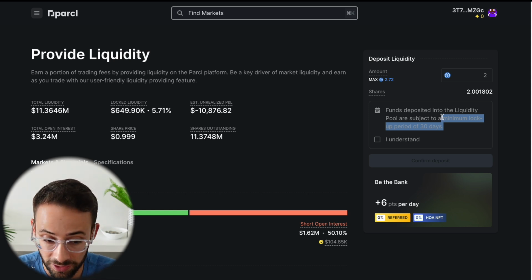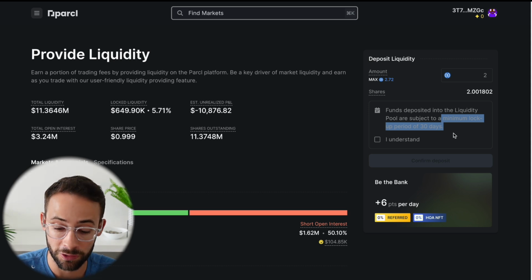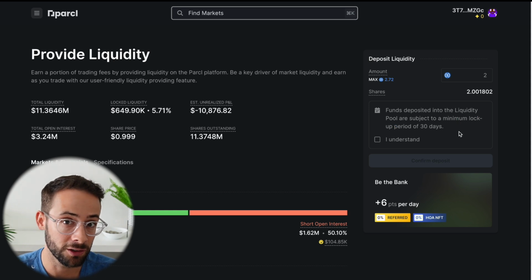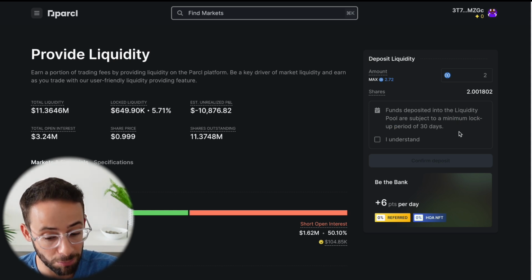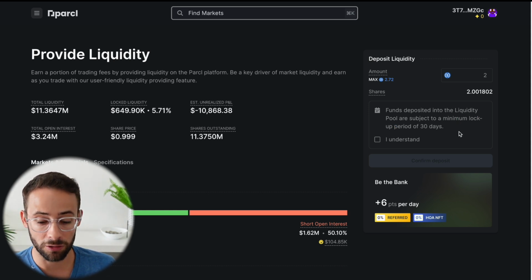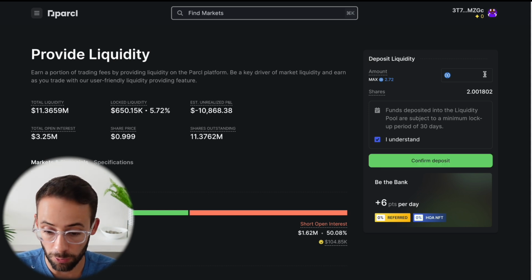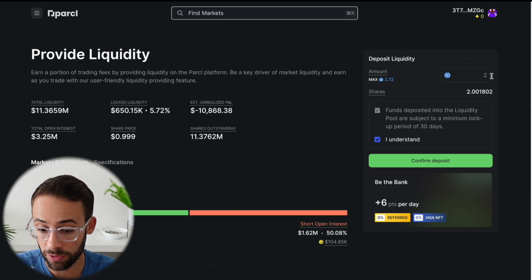If you are depositing into the Parcl liquidity pool, you need to know that you will not be able to withdraw those funds for a minimum of 30 days. And you need to decide if you need those funds at some point in the next month, or if you're willing to lock it up to earn some yield. So for the purposes of this tutorial, I'll show you how it works. If I was going to deposit liquidity, I would select the amount, click I understand, and then hit confirm deposit.